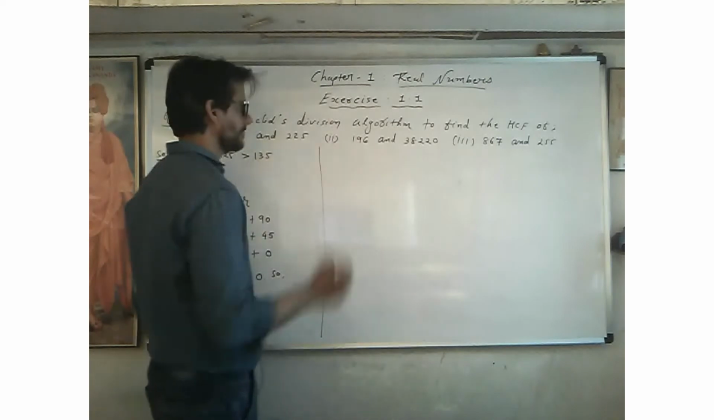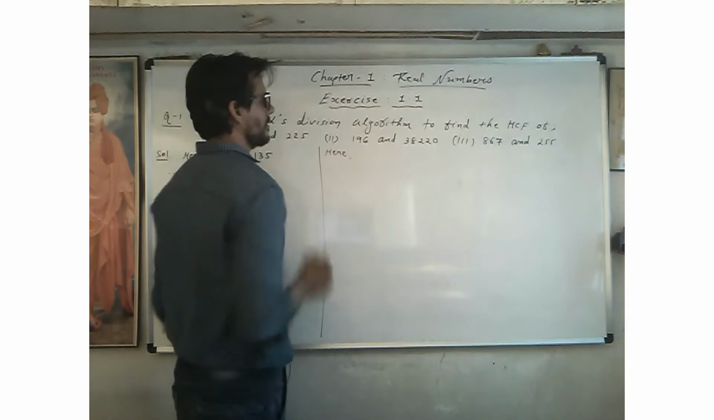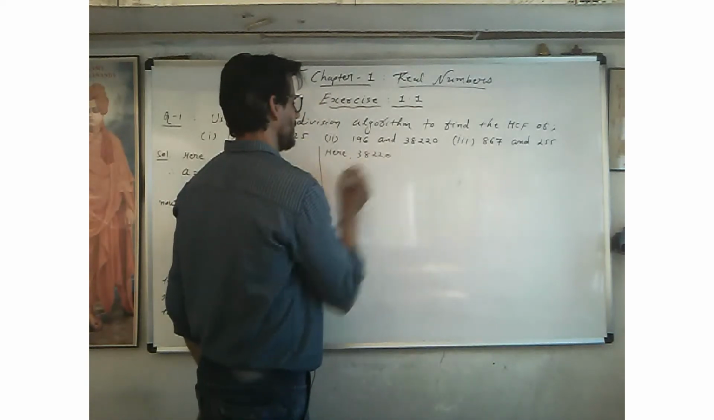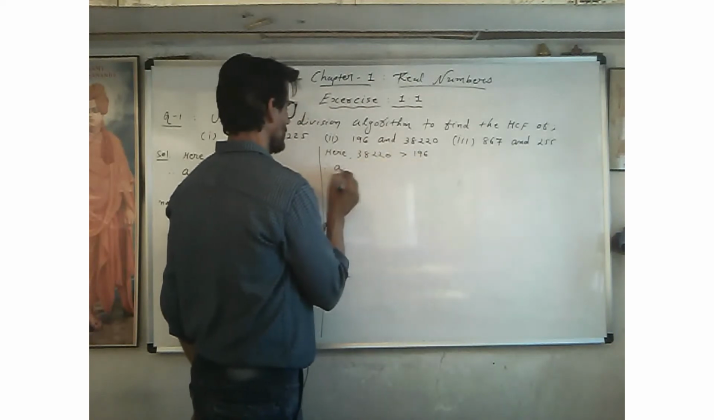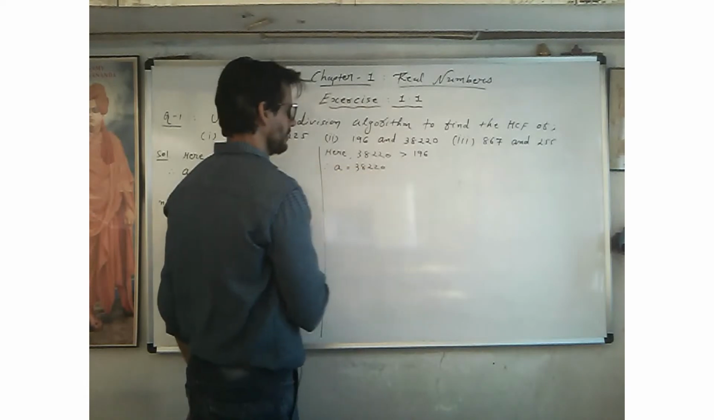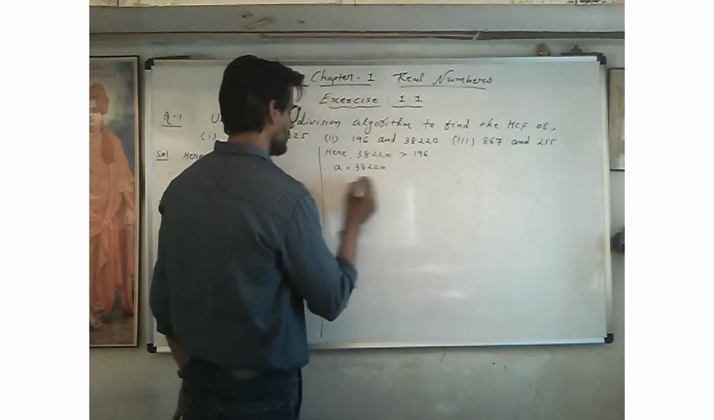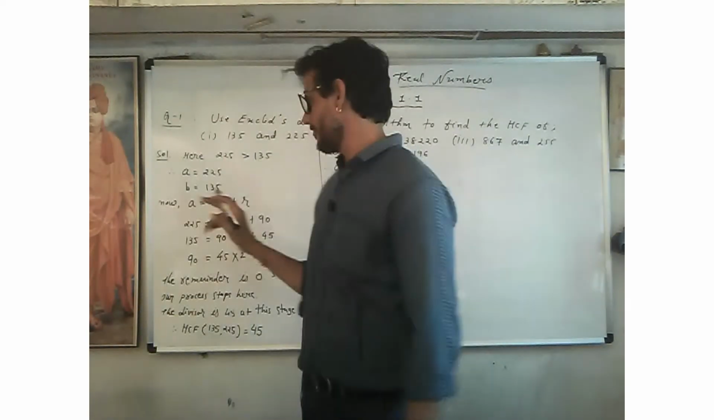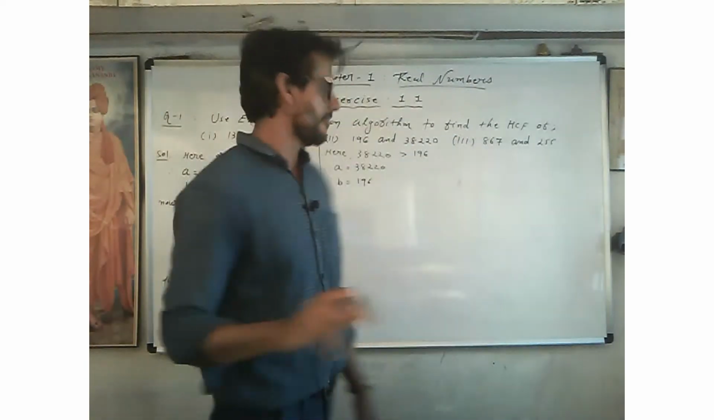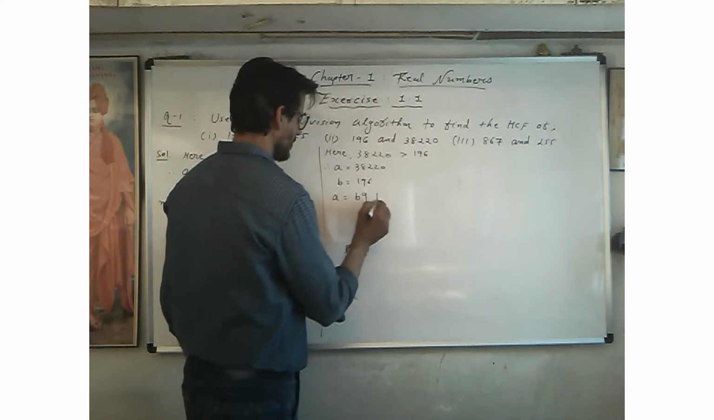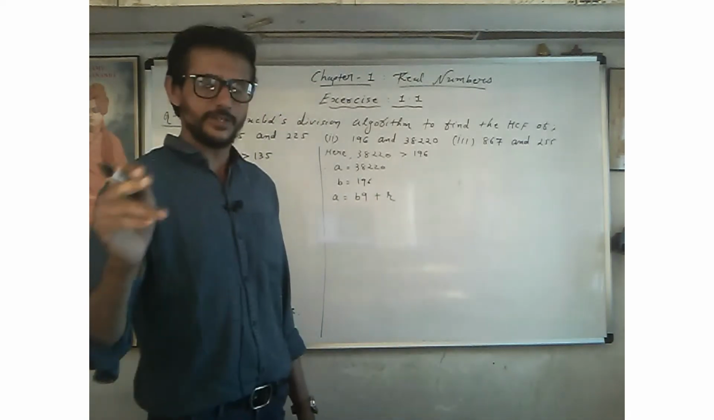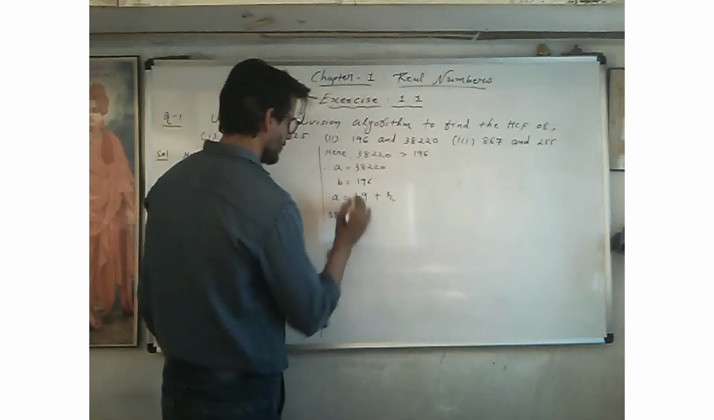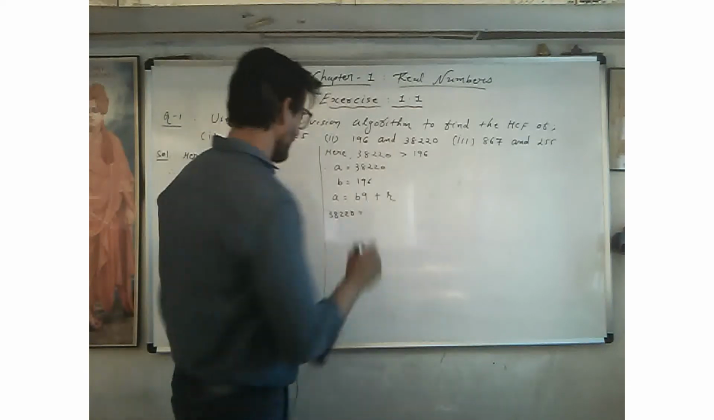Now the second one. Here 38,220 is greater than 196. That's why A is equal to 38,220 and B is equal to 196. According to this formula, A is equal to BQ plus R, where R is equal to or greater than 0 and less than B. 38,220 is equal to, put the value of B, 196.